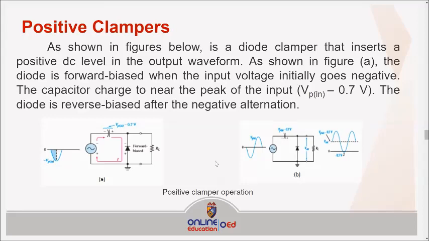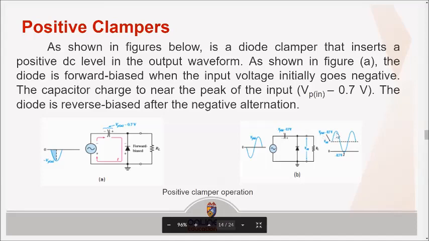Okay, as you can see, the clamper. Positive clamper, nag-i-insert siya ng positive DC level. Makikita niyo sa A natin is naka-forward bias when the input voltage initially goes negative. Then the capacitor charges to near the peak of the input voltage. Okay, makikita nyo nag-clamp. Nakita nyo sa drawing ito.